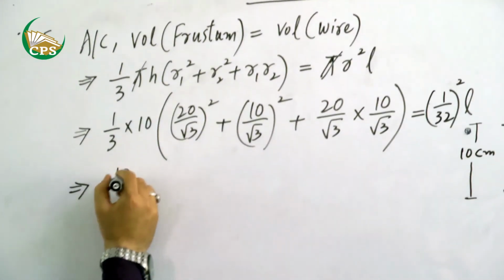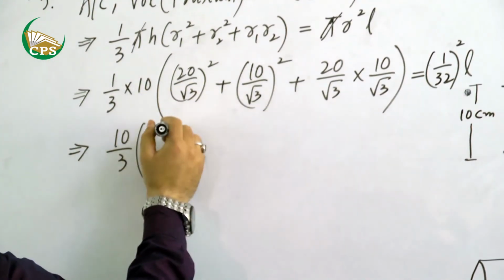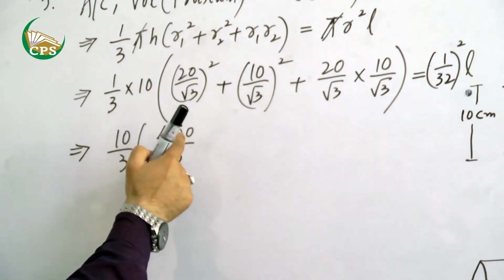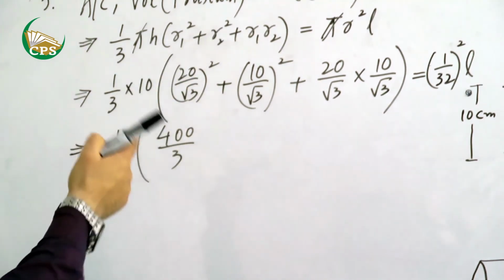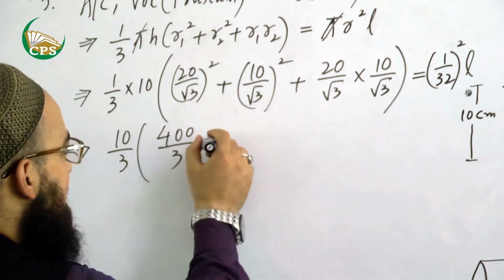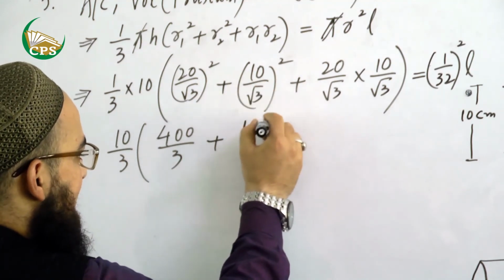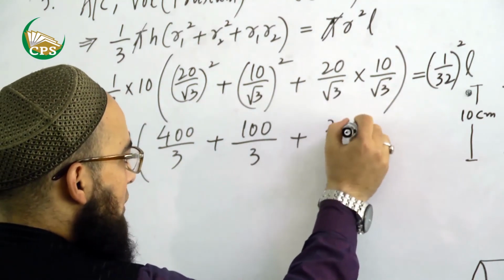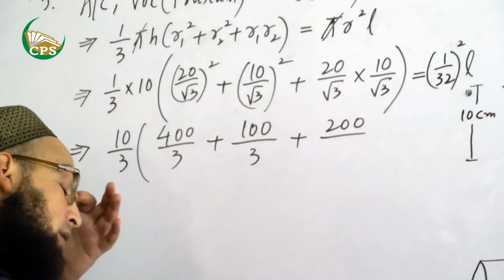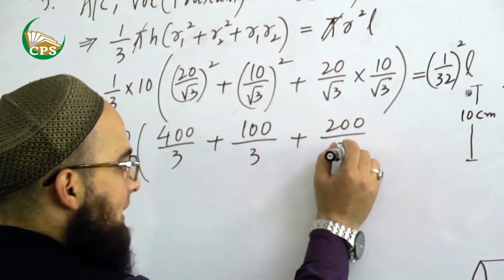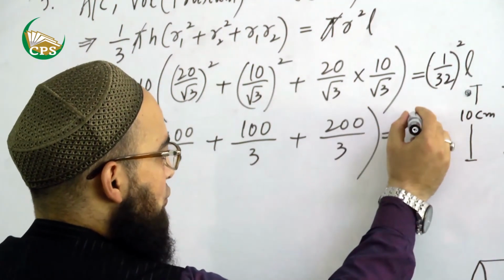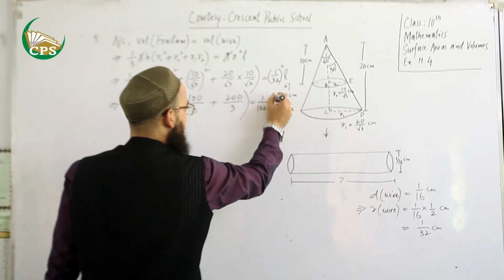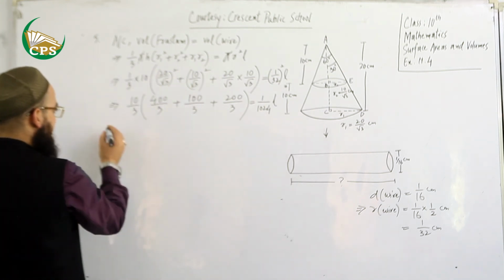What you'll get? 10 by 3 times 20 square, that is 400 by 3, because 20 square is 400. Square root 3 square is 3, because square and root get cancelled. So 400 by 3 plus, same here, 10 square is 100 divided by 3, then plus 20 times 10 is 200 divided by square root 3 times square root 3, which is 3. That is equal to 1 square is 1, 32 square is 1024, times L. You got it?